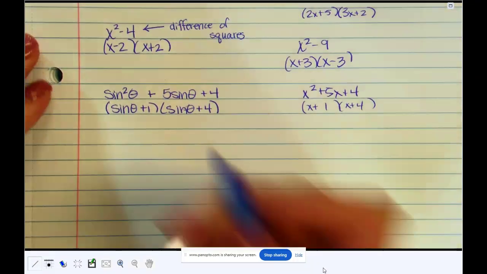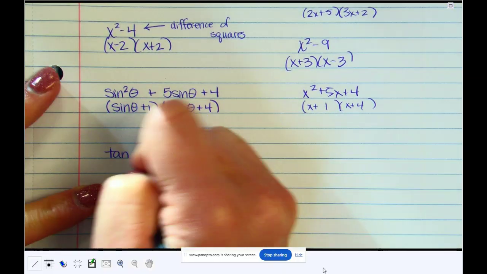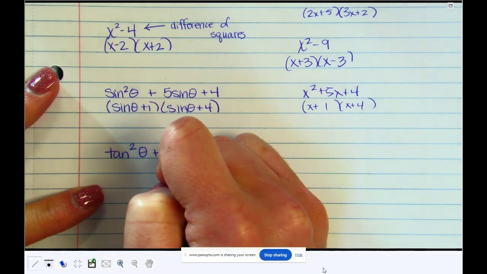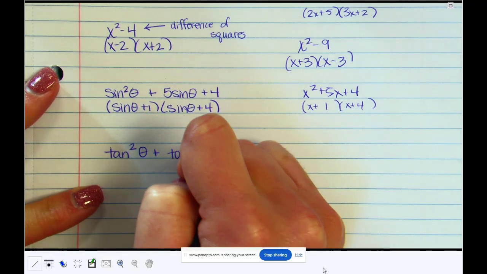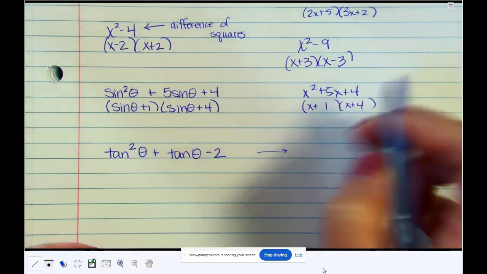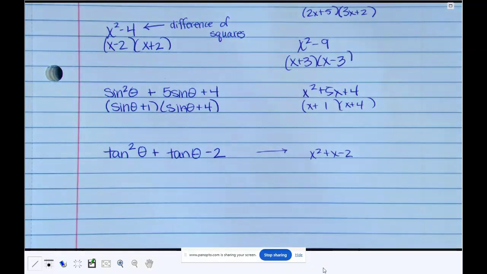Okay, so let's try tangent squared theta plus tangent theta minus 2. If it helps you to go over here and be like, that's like x squared plus x minus 2, if it helps you to take the tangents out and replace it, factor it, and then use that to give me your final answer.